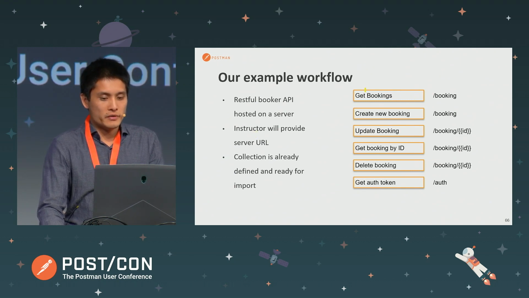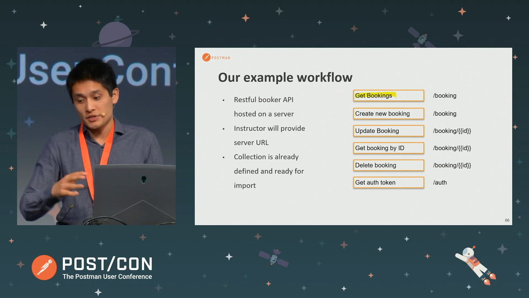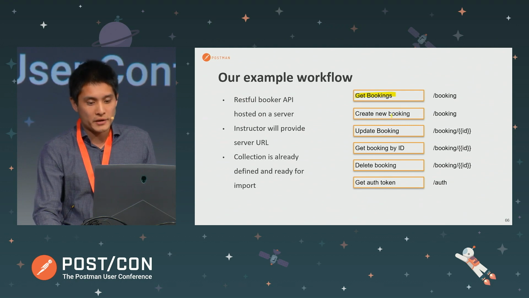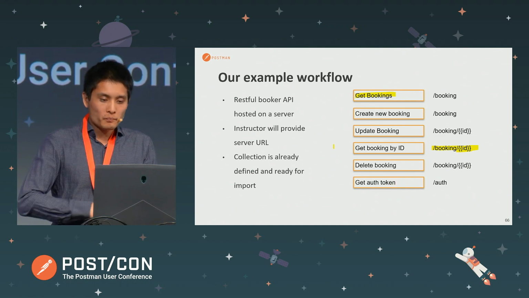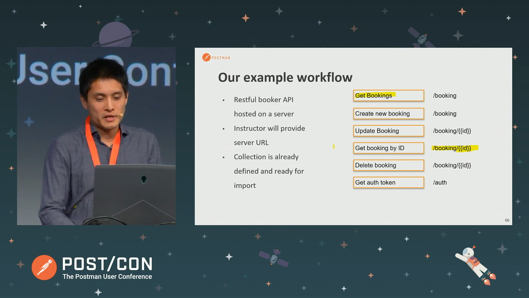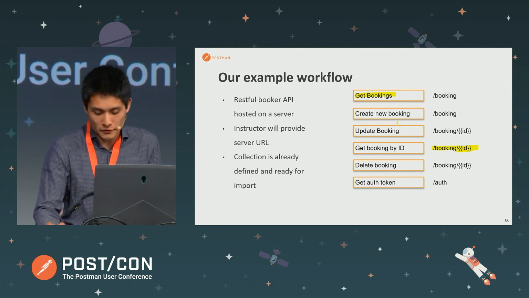So the requests that we have in our collection are get bookings, to get a list of all our bookings, create new booking, update, get booking by ID, so we specify a specific ID that we want to get a specific booking. Then we delete and get an auth token. Now, this is not the order that we want to run in.